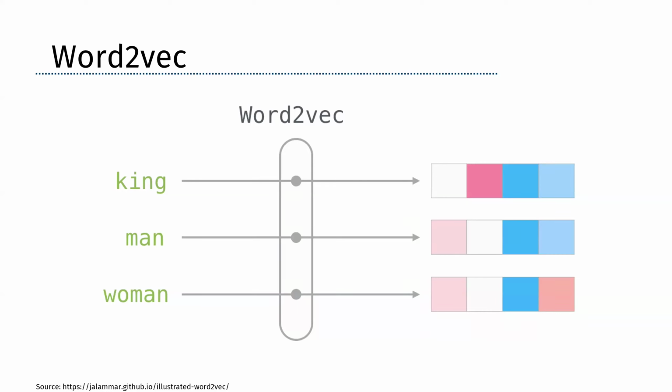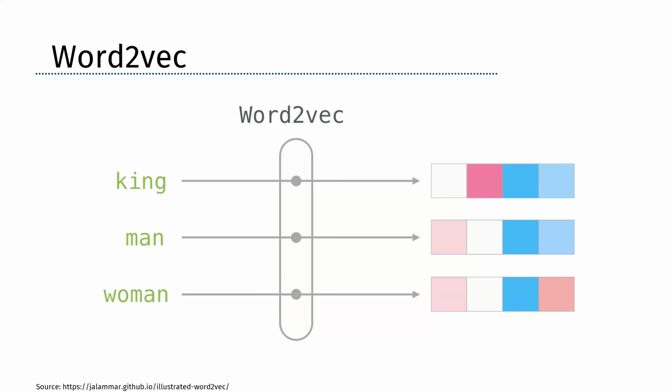Let's take a closer look at the examples. On the left, we have three words: king, man, and woman. Word2vec takes these words and represents them as vectors, shown on the right as a combination of colored blocks. Each block represents a specific dimension in a high-dimensional space, and the color patterns illustrate the relationships between the words. What's interesting is that words with similar meanings or relationships, like man and woman, have vectors that are close together in this space.